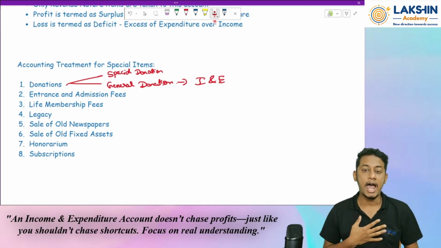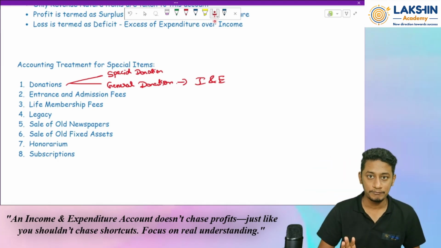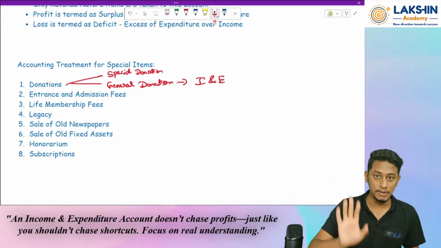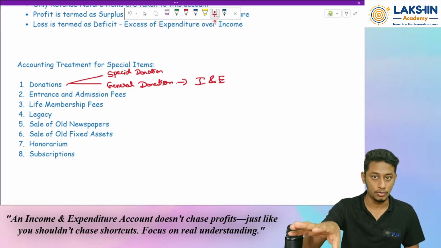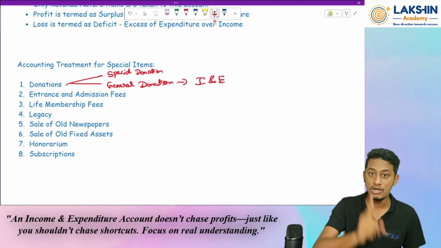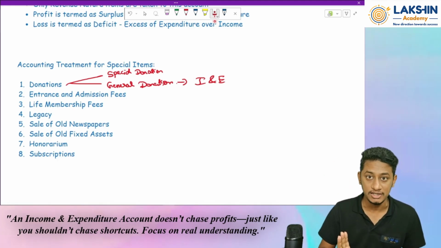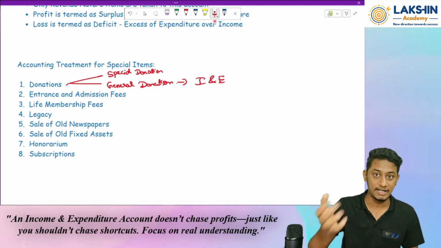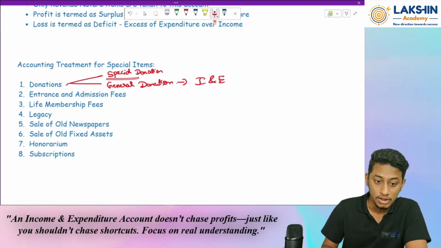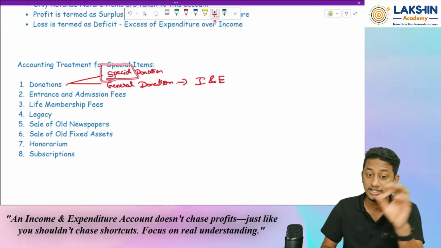Let us say, I want some schools to be built. So I tell an NPO that I am giving you this much in lakhs or crores, and this money should only be utilized towards building schools for poor children, and nowhere else can you use this. So whenever special instructions are given for a donation taken by the NPO, that will be termed as a special donation. Now, where will this donation go?